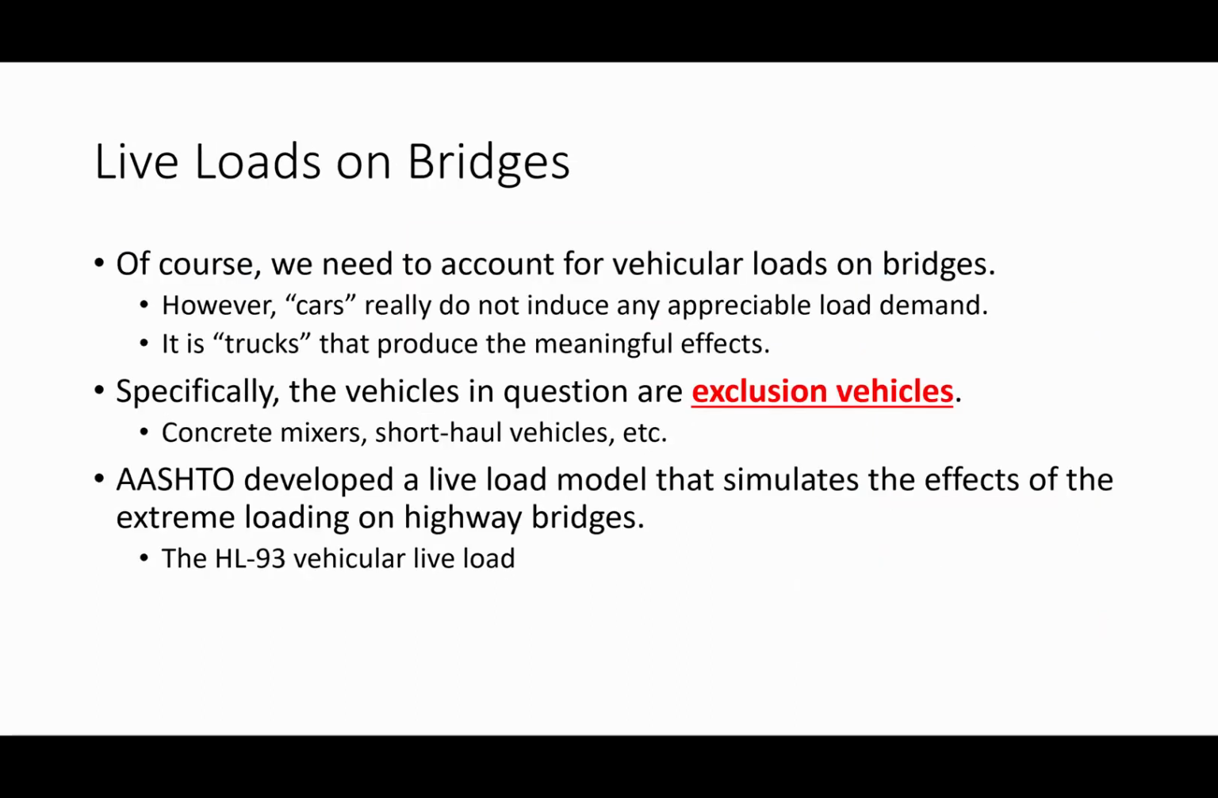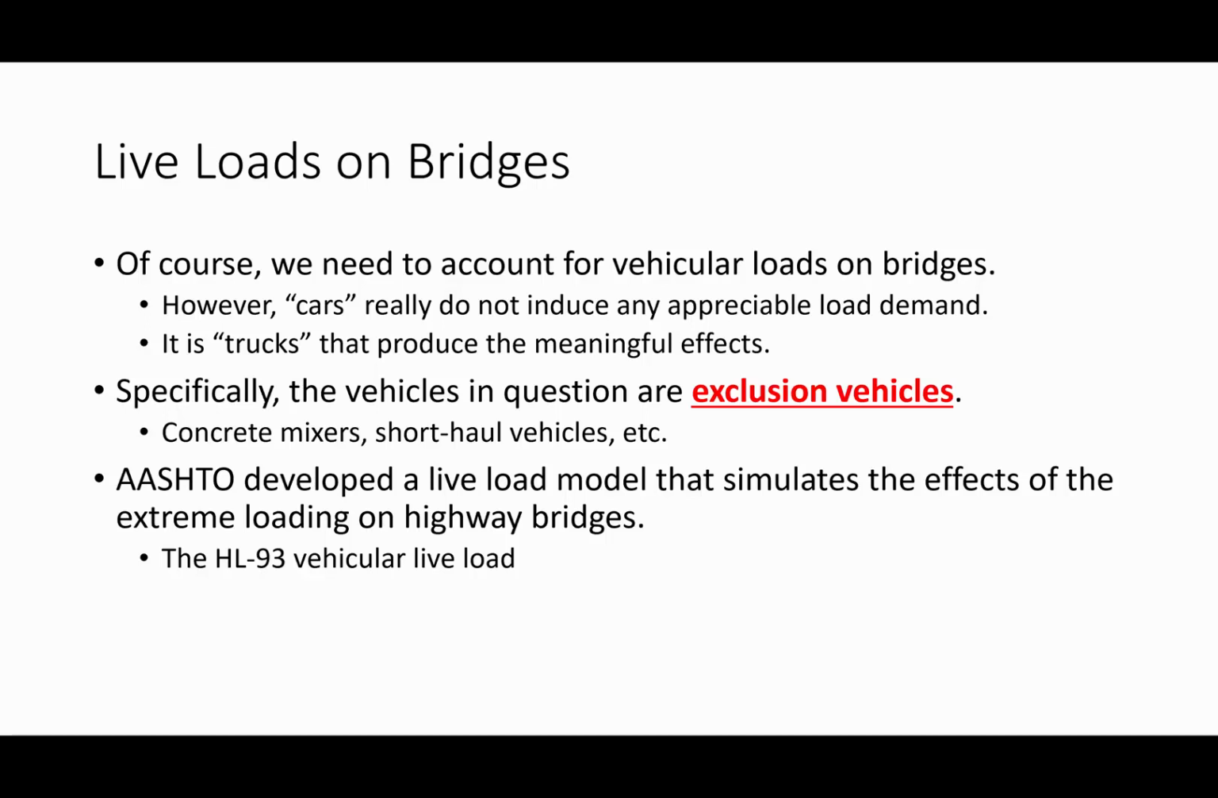Okay, let's talk about bridges. Let's talk about AASHTO. If we're talking about highway bridges, that was one of the first reasons that we started looking at influence lines. Of course, we need to account for the weight of the vehicular traffic on the bridge. But when you're designing a bridge and you look at the data from weigh-in-motion studies and what have you, the cars don't really produce any appreciable load demand. It's the trucks that produce the meaningful effects.